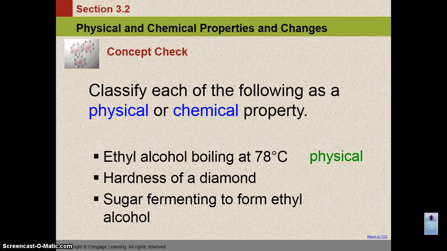The hardness of a diamond, that also can be observed with your senses. That's a physical property. Sugar fermenting to form ethyl alcohol, however, is actually a chemical reaction, and that is a chemical property of sugar.